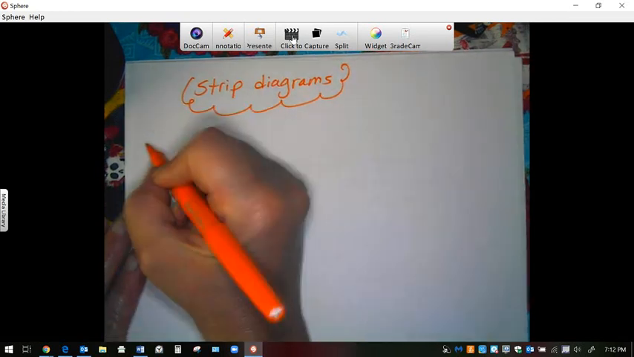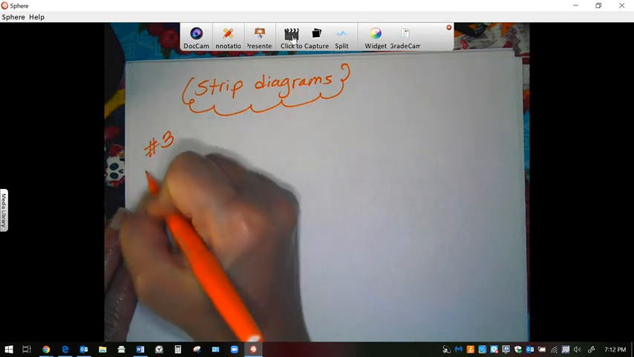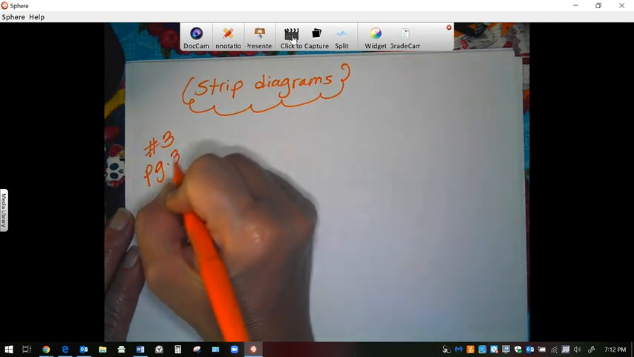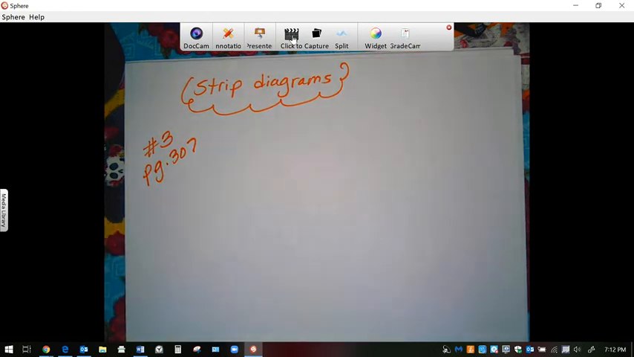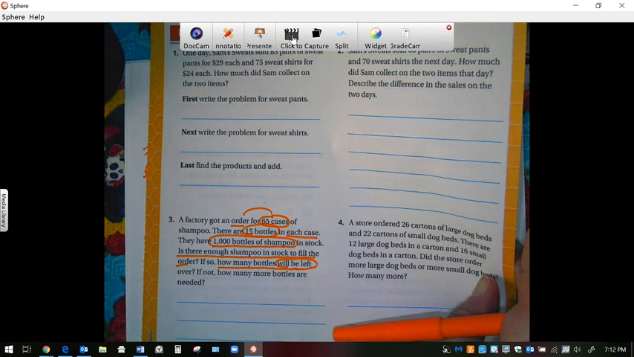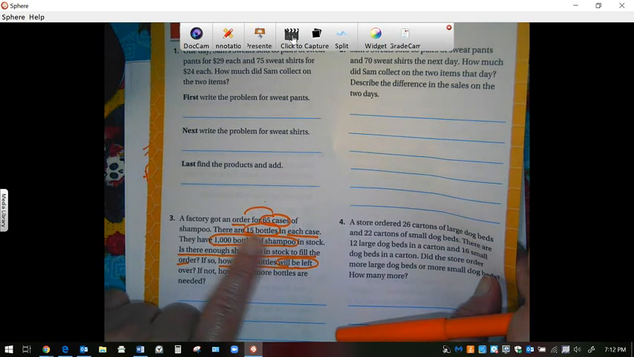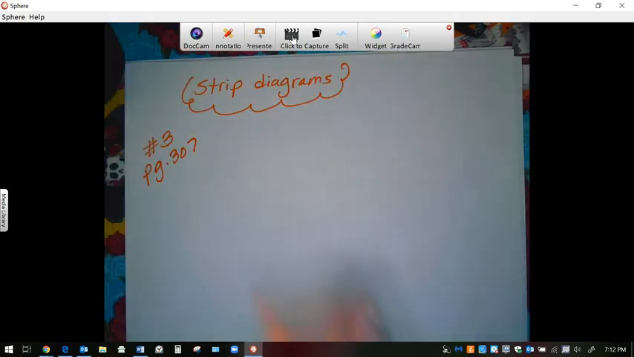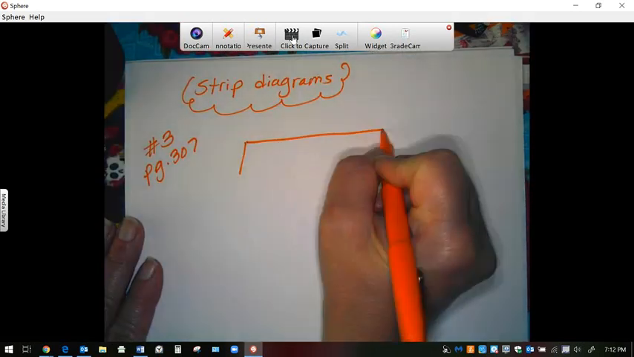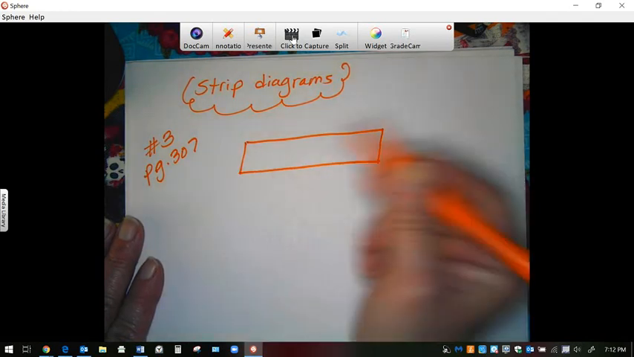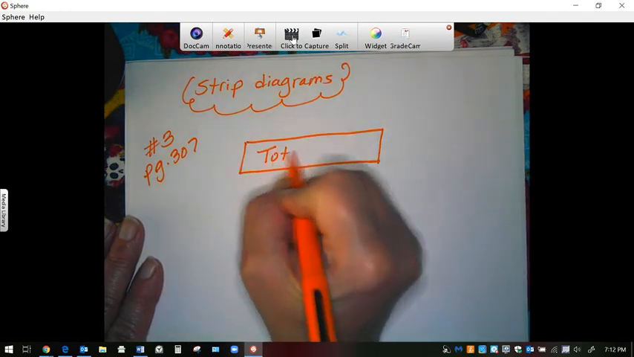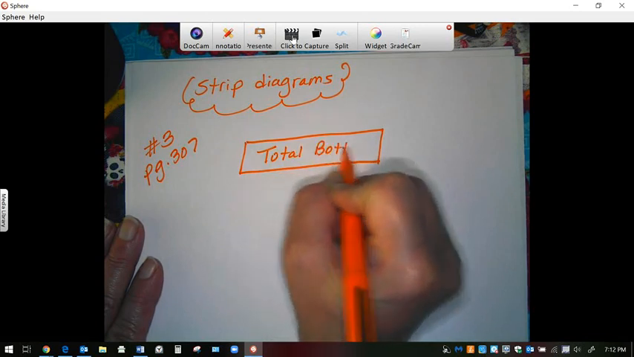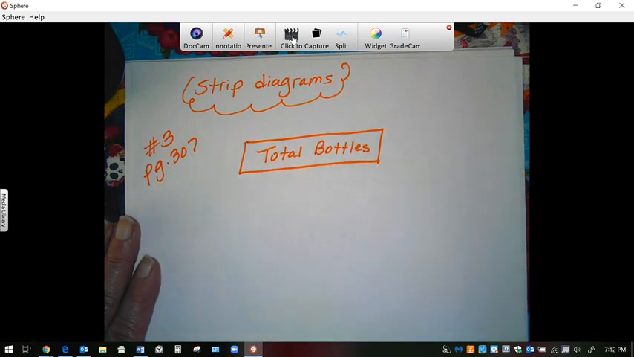So this is number 3 on page 307. And if we look at the problem, we have the information of the order of 65 cases and 15 bottles in each case. So we are going to have to find, and all we're doing is strip, we're going to find total bottles. We need to know how many bottles the company has, and they had 65 cases.